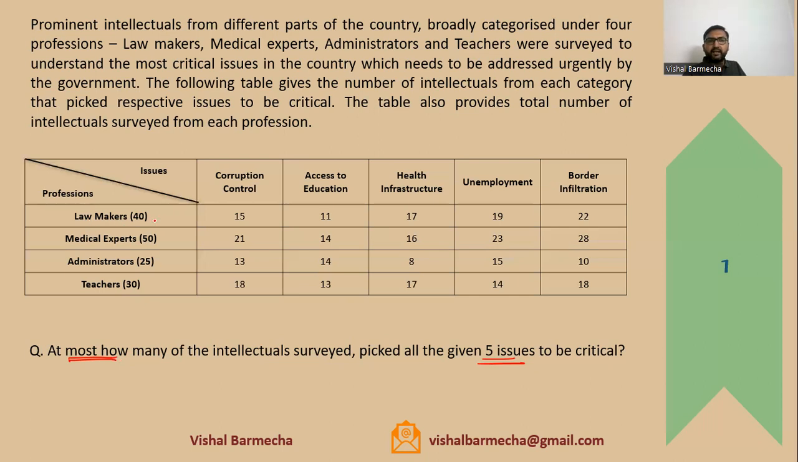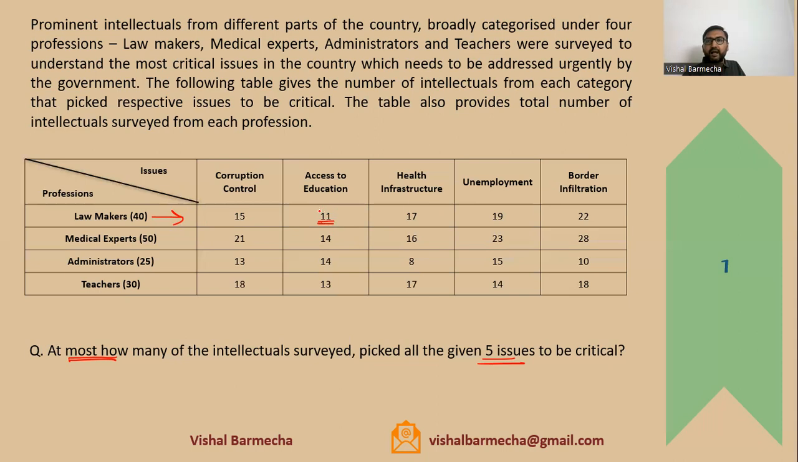अब आप हर एक सेट में जाओ। लॉ मेकर्स में there are 40 lawmakers, out of which we can understand that 15 found corruption control to be very significant, 11 found access to education and so on. अब मुझे एक ऐसा नंबर लेना है जो पांचों में फिट हो जाए. So that would be the lowest of these numbers. So I'll pick 11 from here.